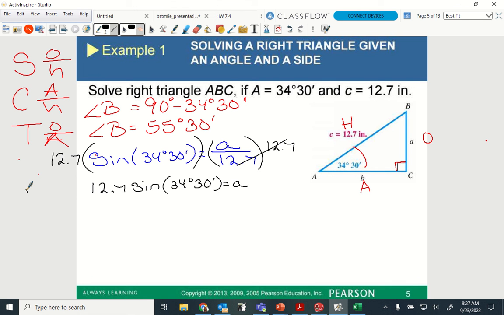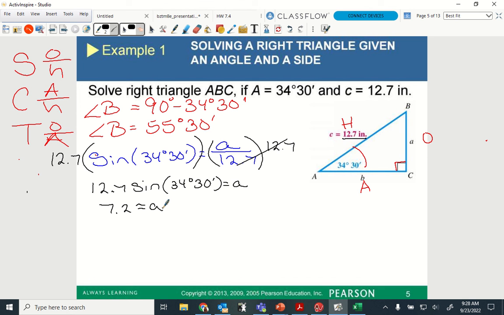All right, so what do we get for little a? And let's round this to a tenth. Do you know we're going to round it to a tenth? That one's already rounded to a tenth, isn't it? What do you get? 7.2? You guys all agree? So a, little a, is going to be about 7.2.